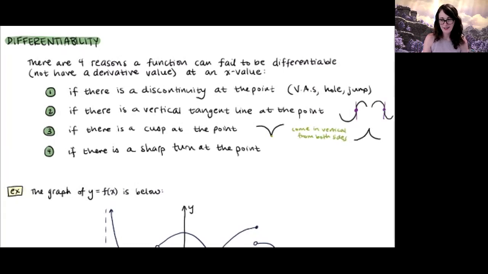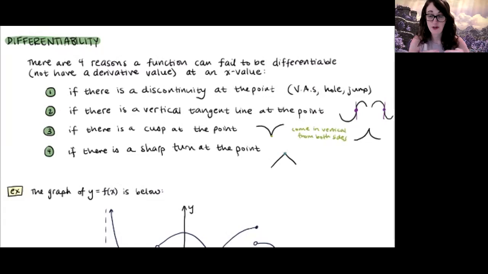So a cusp is sort of like a sharp turn, except it's a very specific kind of sharp turn. A sharp turn at the point would look more like a cornery type thing. So like this. Like this. So the slope from one side, they're not coming in vertically as you approach the sharp turn or the corner there. Okay, so like right here, this would be the corner.